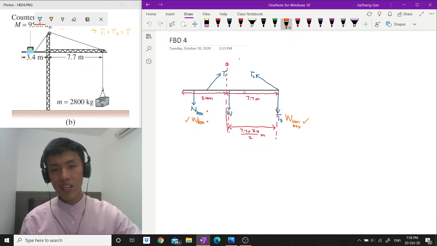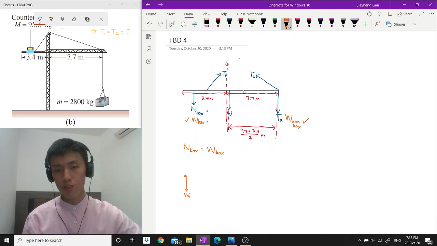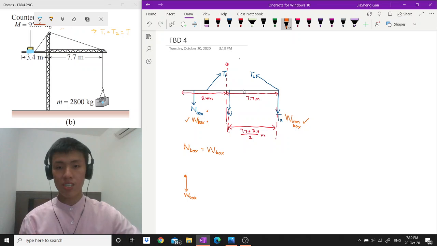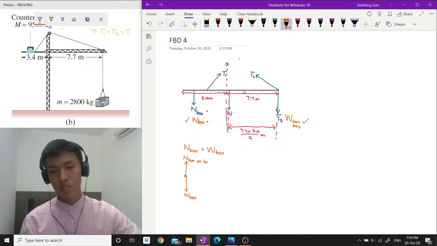Why? It is because the normal force of the box is actually just equal to the weight of the box. How do you know it? You know it from the free body diagram of the box. The free body diagram has the weight of the box pointing downwards. For the free body diagram of the box, then you have the normal force exerted by the bar on the box.